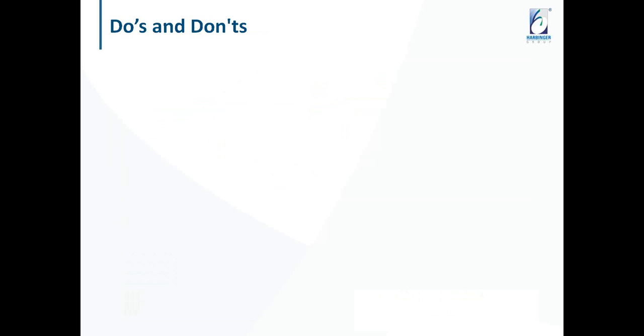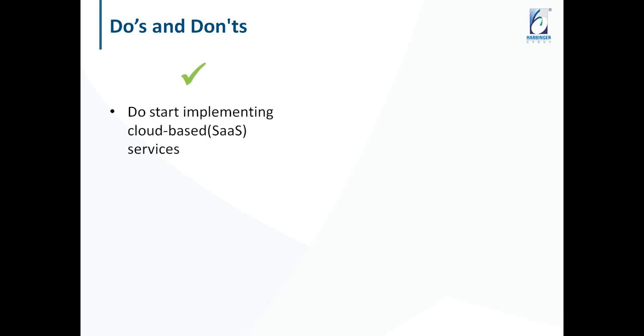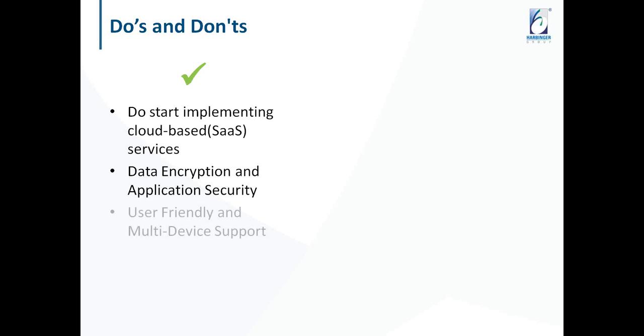Finally, we'll go through some do's and don'ts suggestions. It's preferred to start implementing cloud-based services as it helps scale the application as the number of customers increases. To make an application healthcare compliant, the most important part is security. Data encryption can be achieved using big data technologies as those support data encryption. Web application security can be achieved using the Open Web Application Security Project, with which we can avoid cross-site scripting attacks like JavaScript, CSS, and HTML injection attacks.